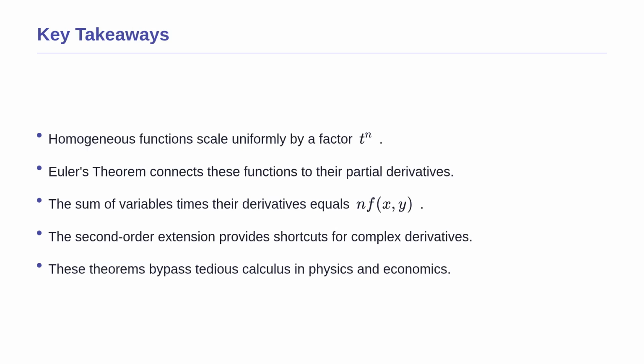To summarize our lecture, Euler's theorem provides a direct bridge between a homogeneous function and its partial derivatives. We learned that a homogeneous function is simply one that scales uniformly. When this condition is met, the sum of each variable multiplied by its respective partial derivative is always exactly equal to the degree n times the original function. This theorem, along with its second-order extension, serves as a powerful shortcut. It allows us to bypass tedious differentiation and instantly solve complex problems. You now have a master key for understanding any system that scales.